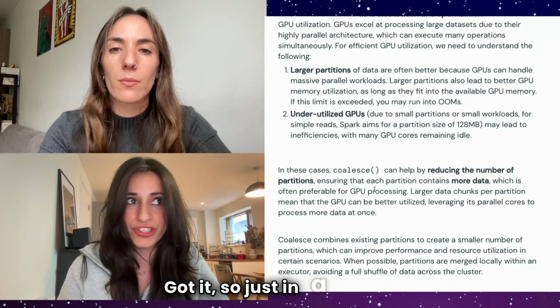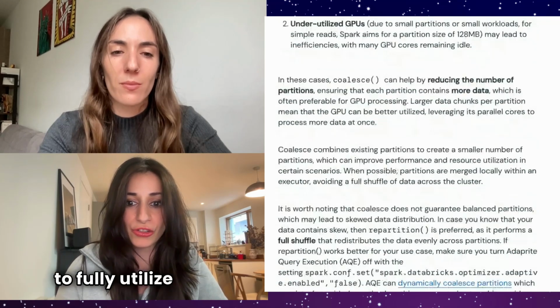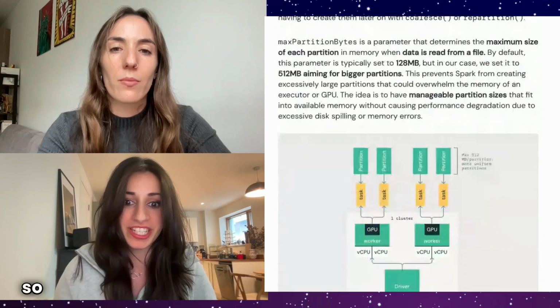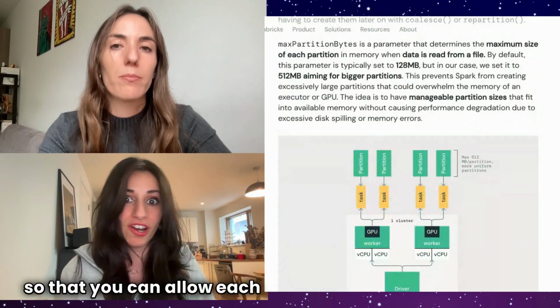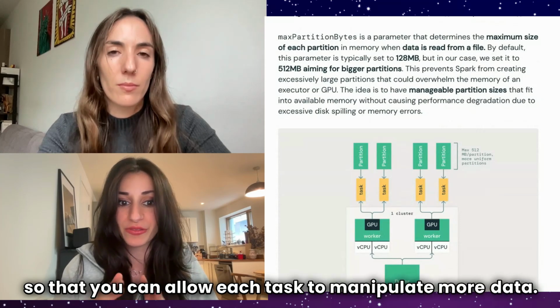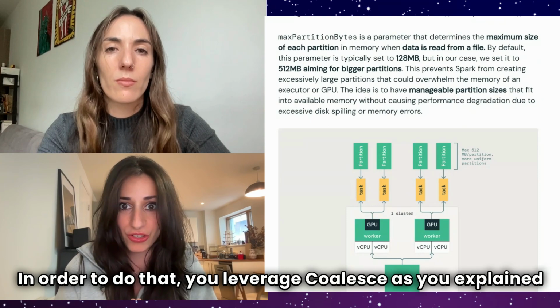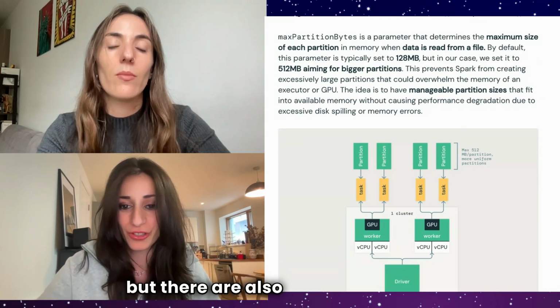Got it. So just in a nutshell, to fully utilize the GPU, you wanted to create bigger partitions so that you can allow each task to manipulate more data. In order to do that, you leverage Coalesce, as you explained here. There are also other strategies.